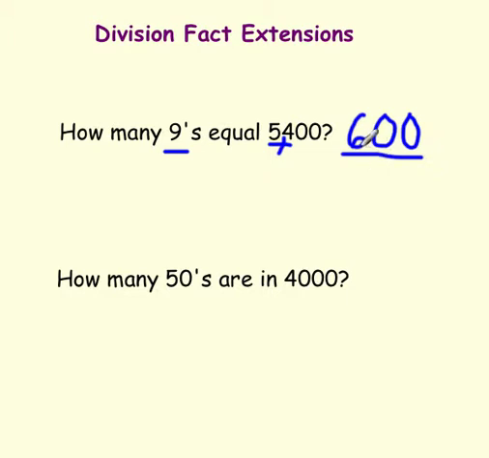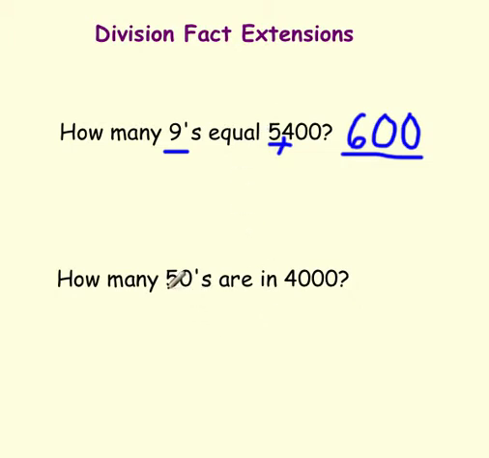Notice if I multiply this back, the multiplication is opposite of division. If I take my 600 times my 9, I end up back at 5,400. That's a good way to check and see if you're doing it correctly. Let's look at the next one.